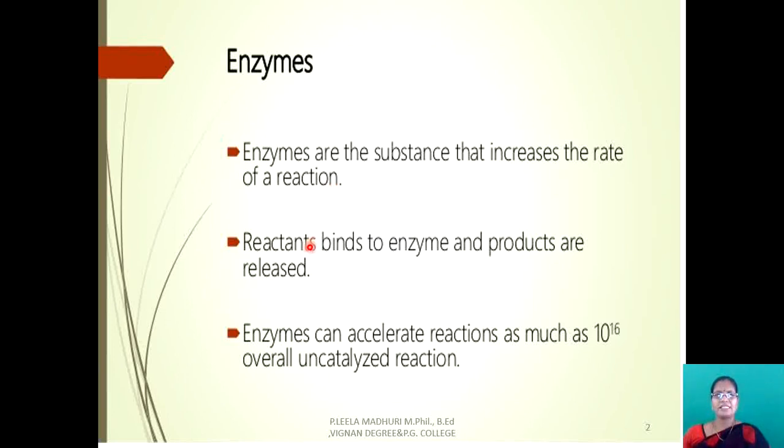The reactants bind to the enzyme and as a result products are released. Enzymes accelerate reactions by as much as 10 power 16 over the overall uncatalyzed reaction. So in the presence of an enzyme, a reaction will be fastened by 10 power 16 times.